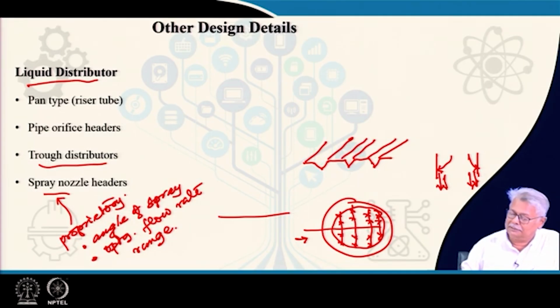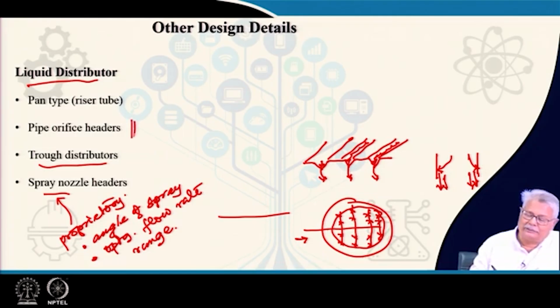And here what happens is, you have liquid here, you have liquid here, and liquid falls through these troughs. So, what you have is a trough in these locations, which is fed by a header itself, and it overflows from the trough.